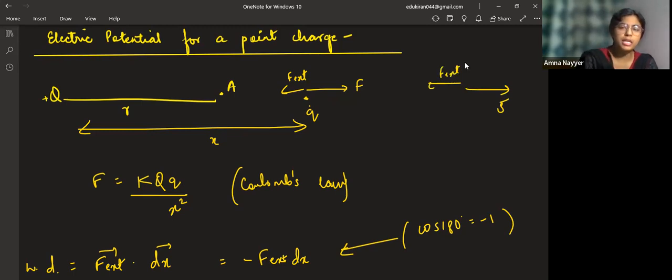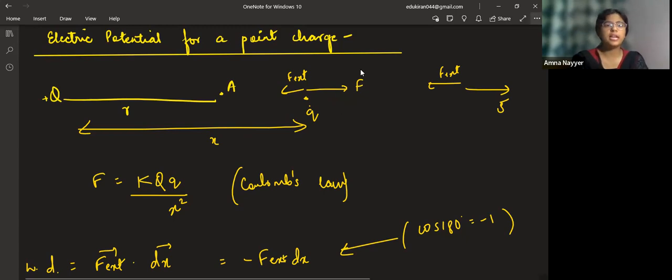Now see what is happening. When will we be able to move the charge? Until and unless F external is balancing F, only then will we be able to move the charge. If capital F, this electrostatic force, is greater, it will push the charge away. We won't be able to bring it to its destination.